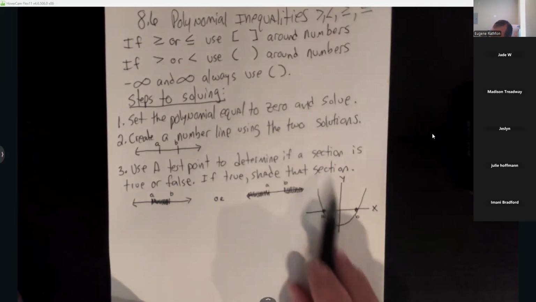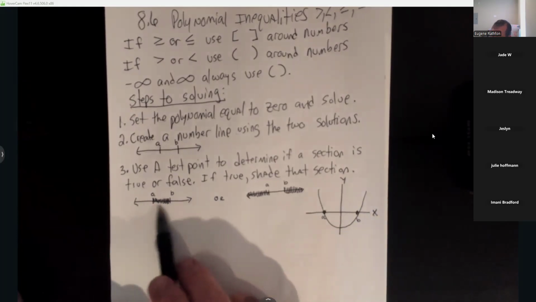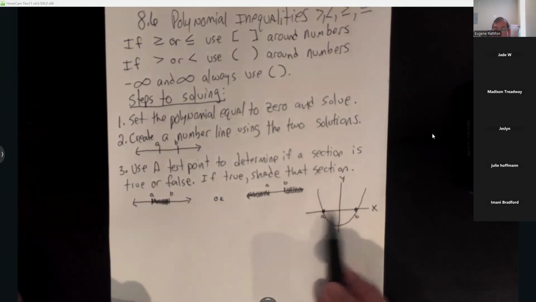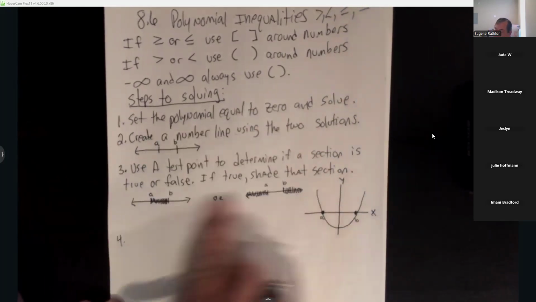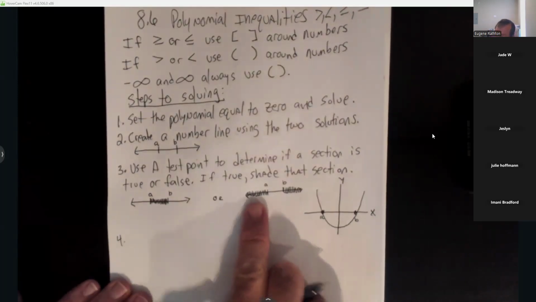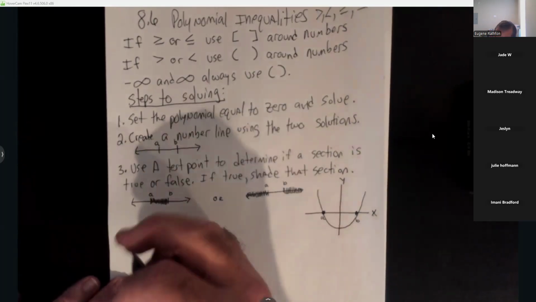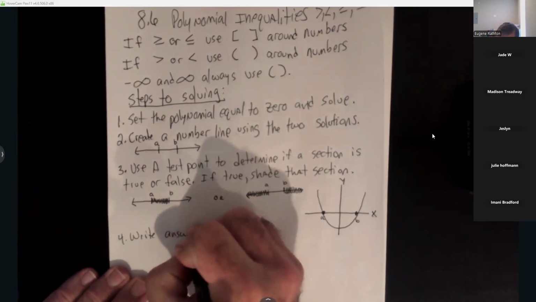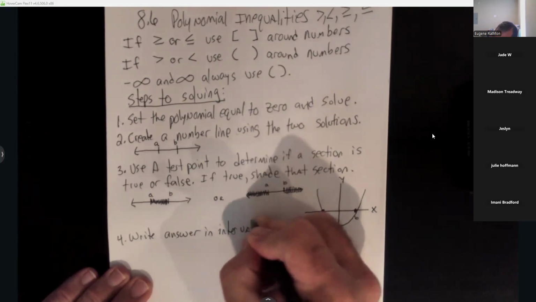If it's greater than, these two sections are represented by this. If it was less than here, it's represented by this. It's under the x-axis between A and B, okay? So that's what's happening here. All righty. So now, once I know where I'm shading my number line, I'm going to write the answer in interval notation.